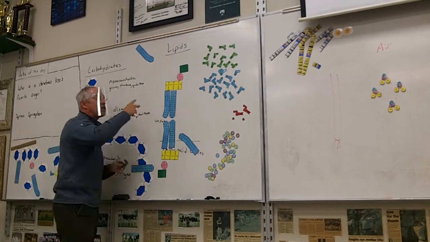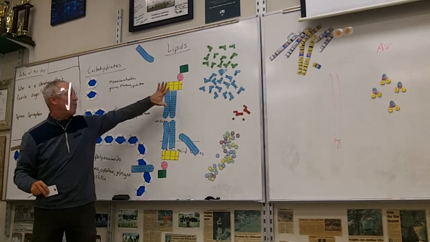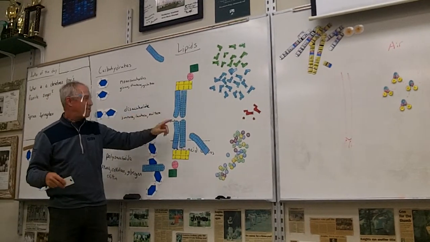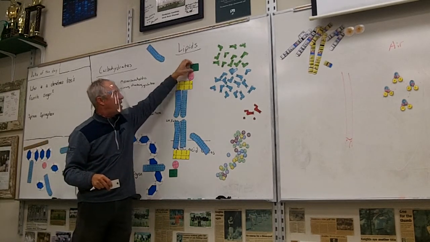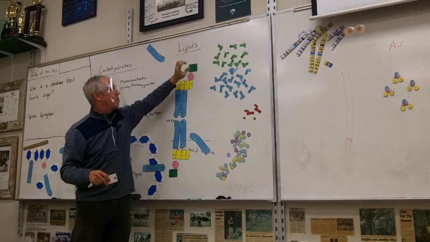Is it like an R group? Actually, every one of them is not like this. They can differ. Sometimes there are different fatty acid chains. Sometimes you don't have the choline. Sometimes you have a different group up here.